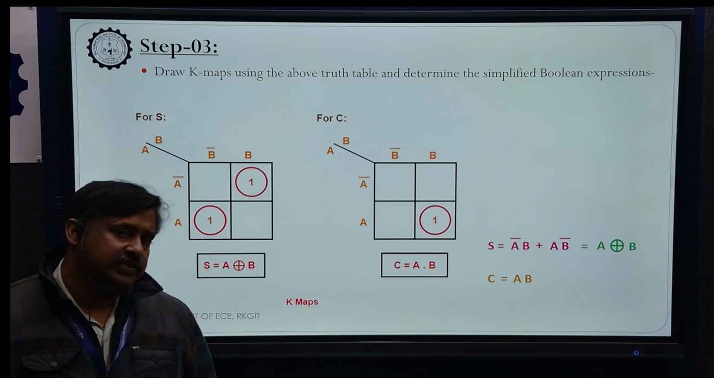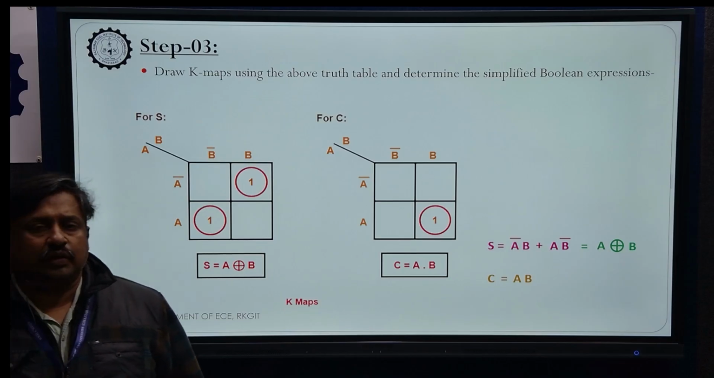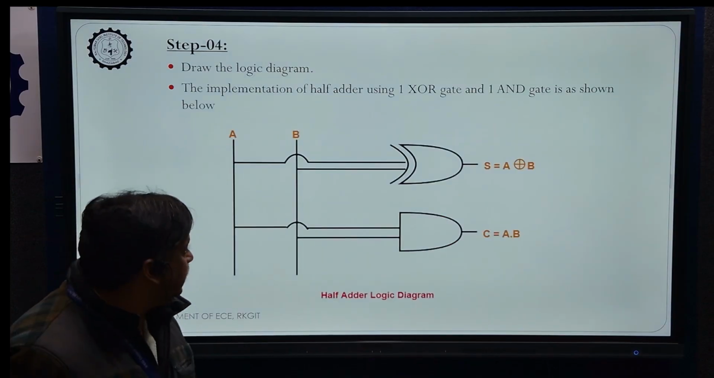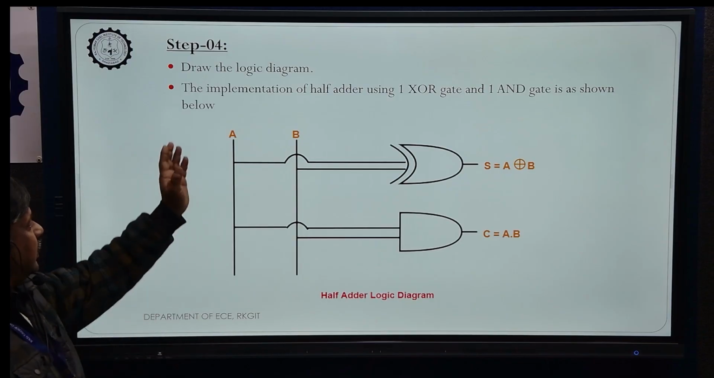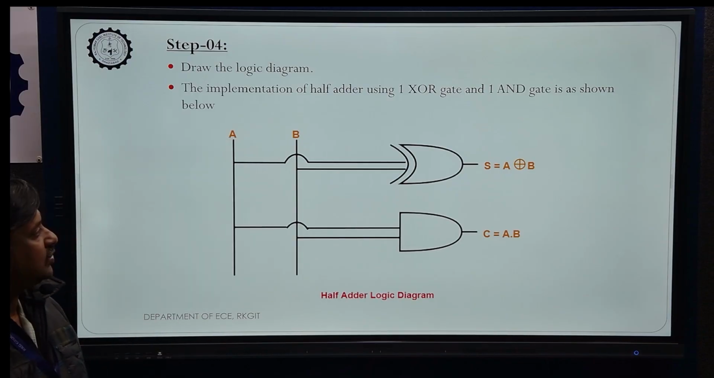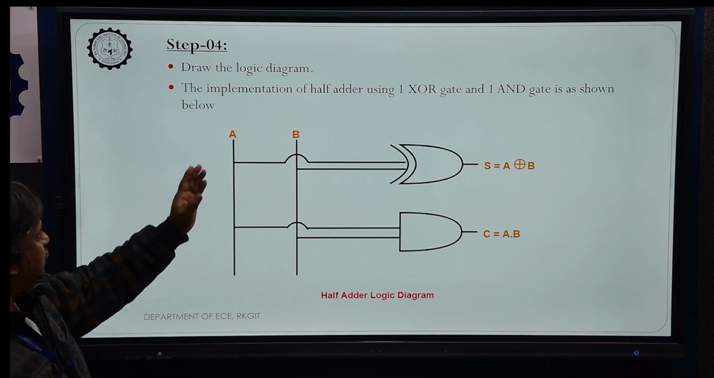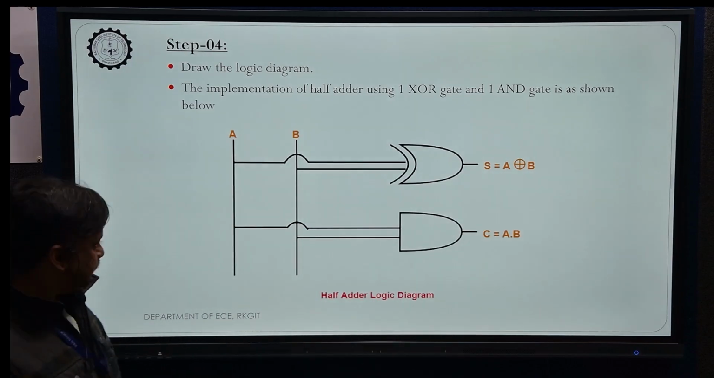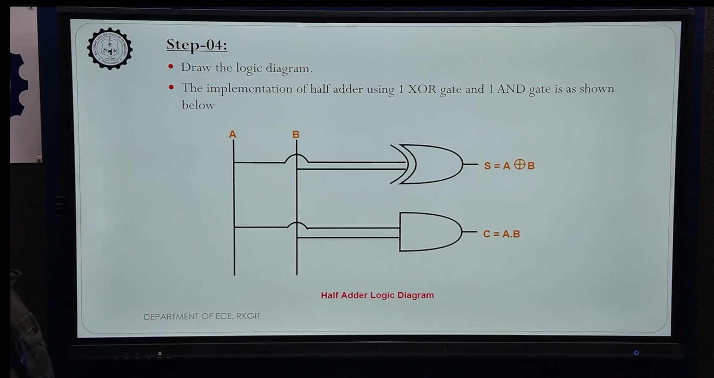Now the last step is the implementation of the logic circuit. So what to do is we have to implement these expressions using gates. Next, this is step 4, draw the logic diagram. Here you can see the implementation of half adder using one XOR gate, and the carry using one AND gate as shown below. These are the two inputs, and our expression for sum is S is equal to A XOR B. So this is our XOR gate, and carry is equal to A and B. So this is the logic diagram of half adder.